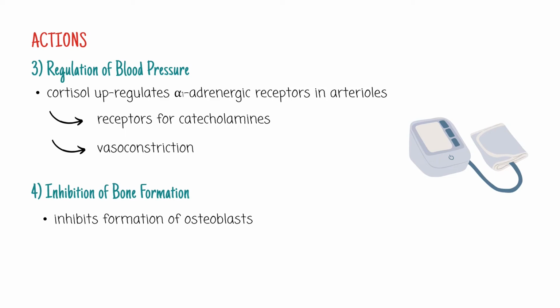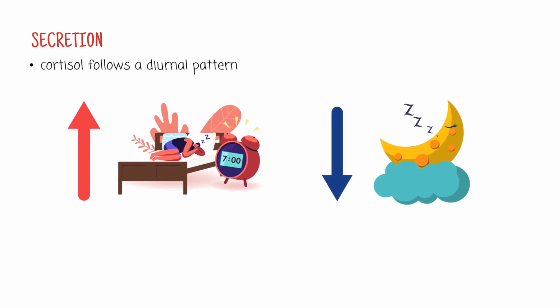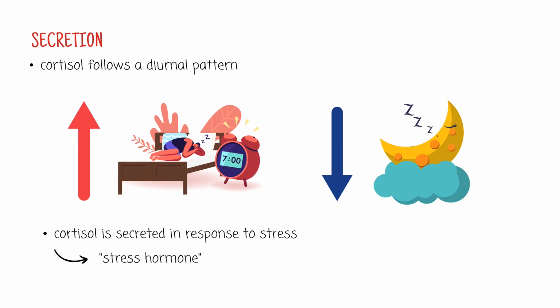Cortisol has many other effects, for example on the nervous system, but I think these were the most important ones and that we can now look at the way it's secreted. Cortisol follows a diurnal pattern, meaning a pattern which repeats daily. Throughout the day, cortisol's levels increase significantly. They increase the most just before waking up, and they are at their lowest during the evening and after falling asleep. Apart from this diurnal pattern, cortisol is secreted in response to stress and is nicknamed the stress hormone.